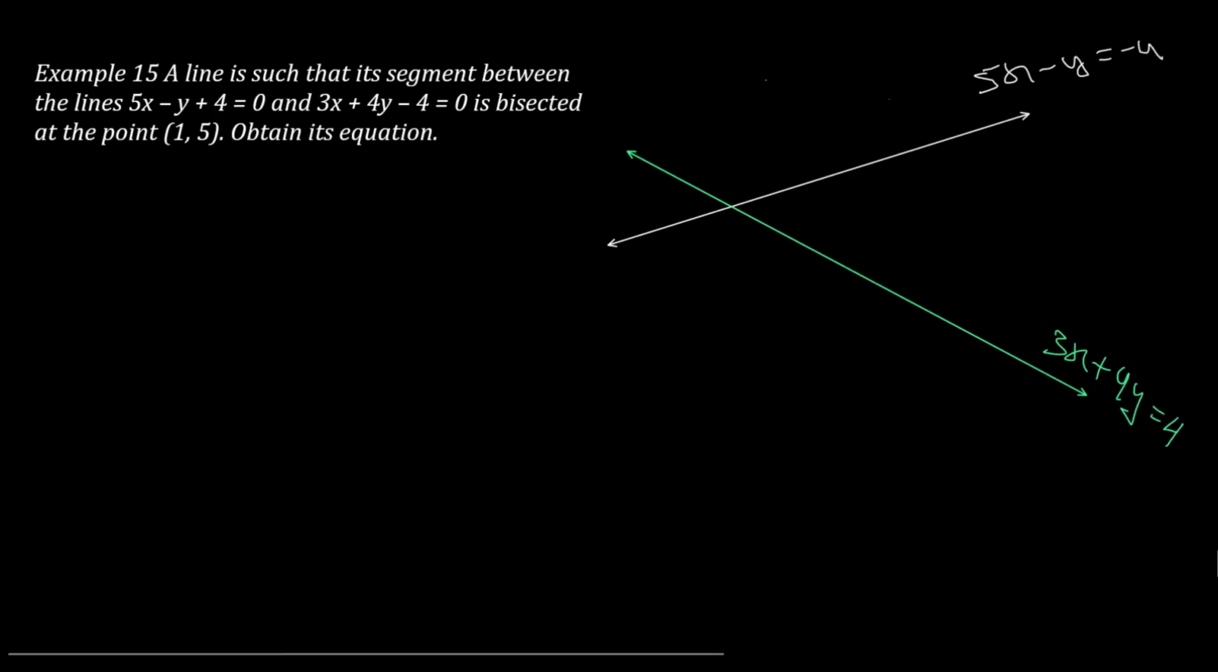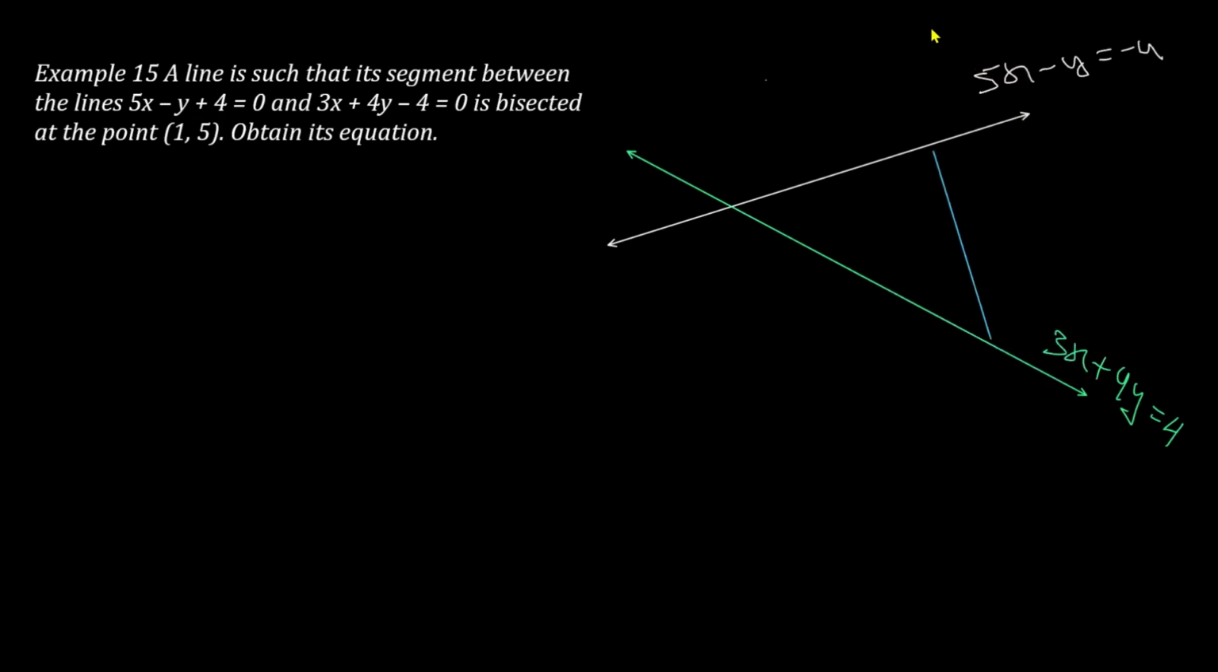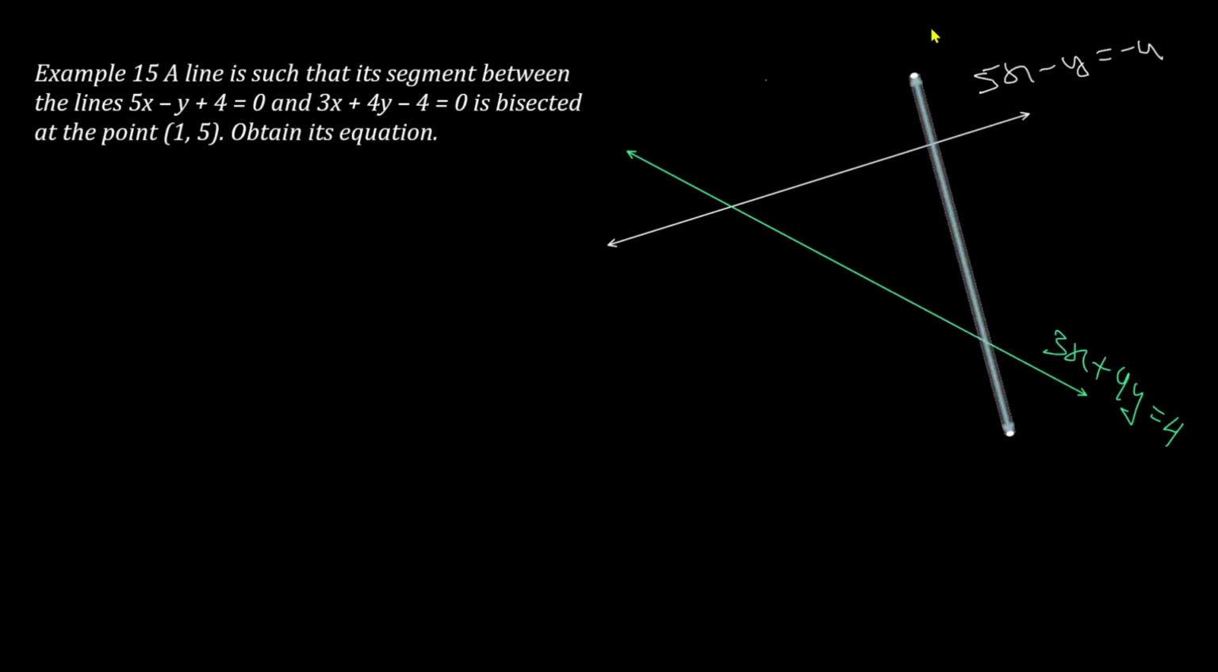Right. So we have one more line here. In fact, I'll be making a line segment as of now, or we can produce it later to make a line. Let's make a line only. I made a line here, and there's a midpoint. So the segment between these two lines, let's say I take this as A and B. So AB is the segment, and this blue line is bisected at the point. That means we know the midpoint of this blue line as (1, 5). What we have to obtain is the equation of this blue line.